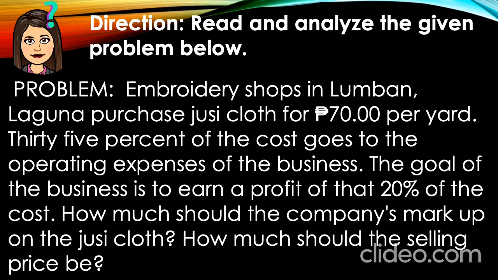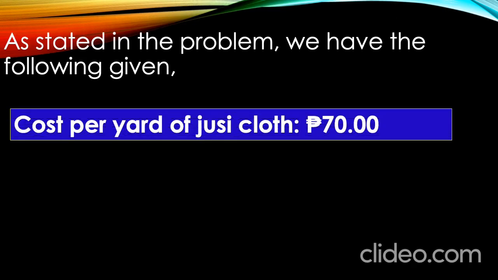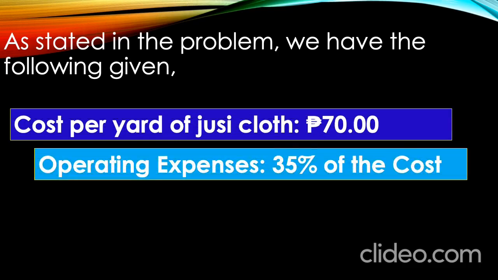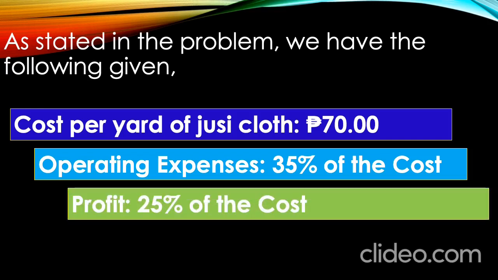Okay, let us analyze the problem. As stated in the problem, we have the following given. Cost per yard, 70 pesos. Operating expenses, 35% of the cost. And profit is 25% of the cost. These are our given. We are going to solve this problem. What we are going to look for is the markup and the selling price.